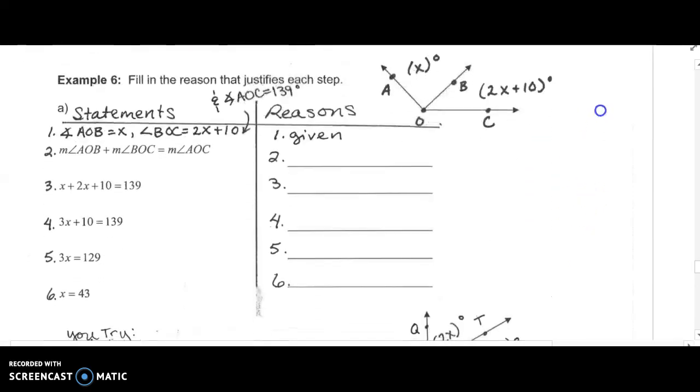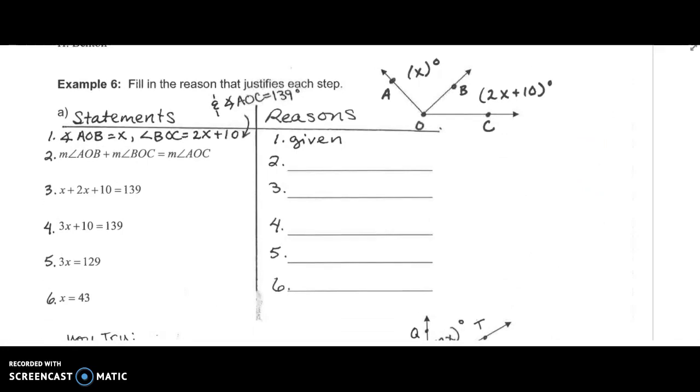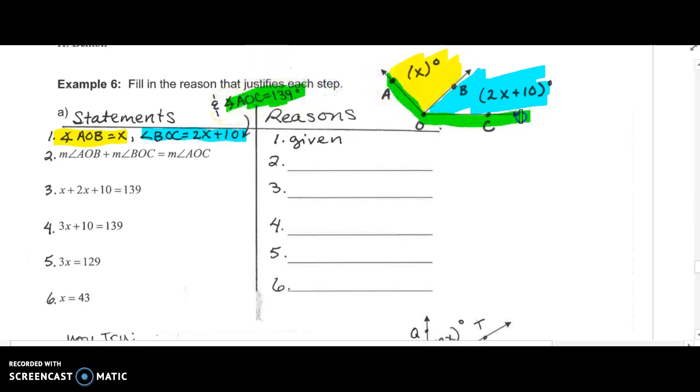Alright, same idea in example 6. The only difference is this time it's angles instead of segments. So let's look at the given and what we've got to work with. We know that AOB is x and BOC is 2x plus 10. And the whole thing, AOC, is 139. Okay, so that's our given.